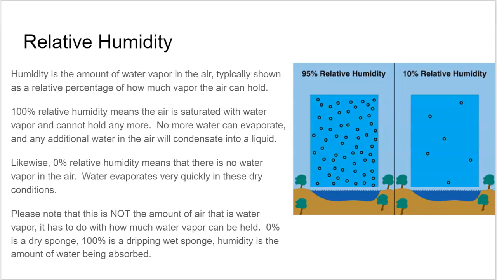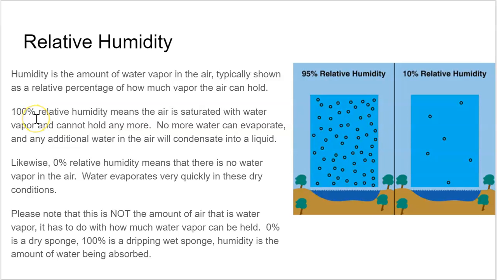Humidity is the relative amount of water vapor in the air, and typically we talk about relative humidity. While absolute humidity is interesting, that's the total amount of water, that doesn't really matter as much because the amount of water that can be held changes with temperature. And so we talk about, of all the water it can hold, how much of it is it holding and how much of it does it still have left to fill.